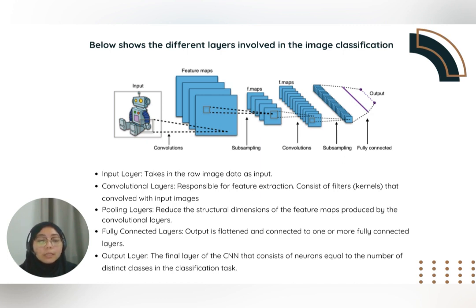The last layer is the output layer. The output layer represents the final layer of the CNN. It consists of neurons equal to the number of distinct classes in the classification task. The output layer provides each class's classification prediction that indicates the likelihood of the input image belonging to any particular class.